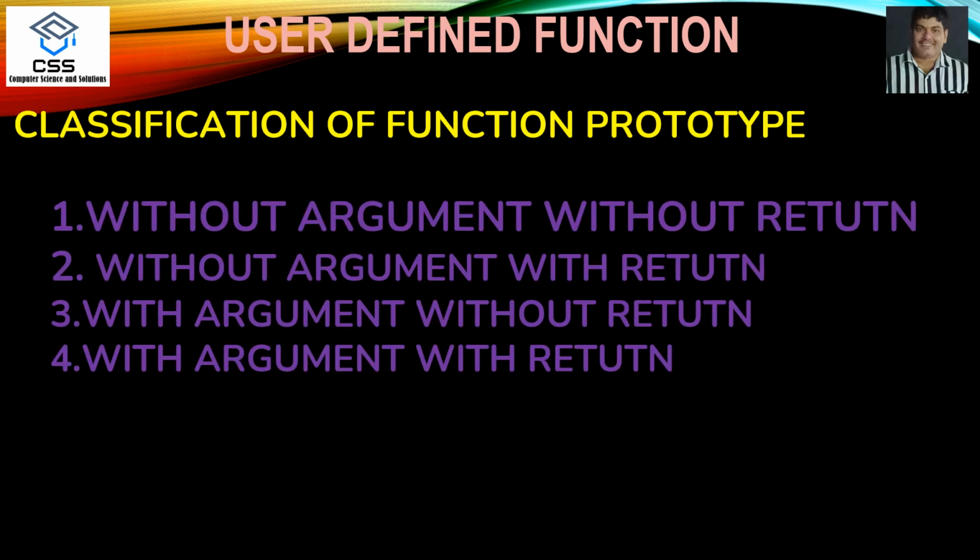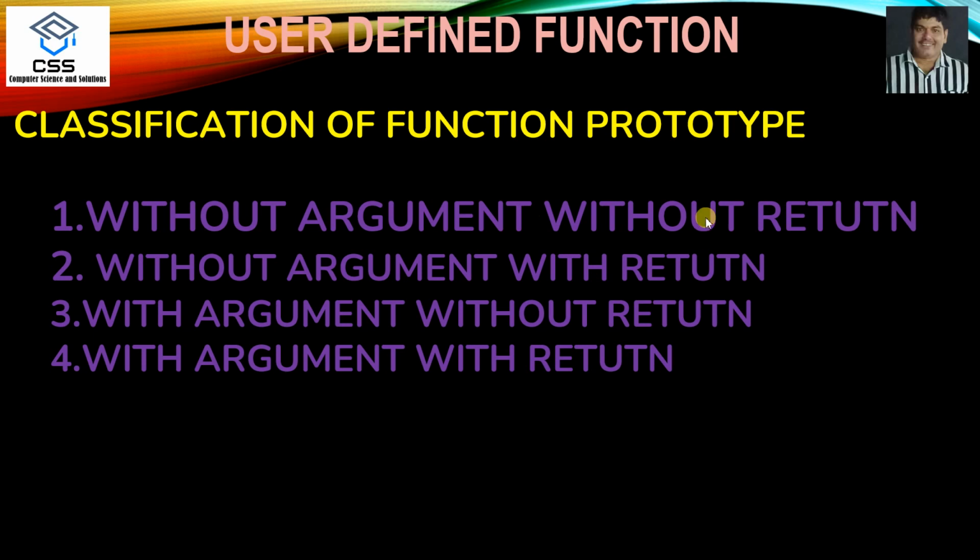Next comes the function prototype. As I previously discussed, how the value is passed and how the value is returned is represented by the signature of the function, which is known as your function prototype. Function prototype means the signature of the function: how the value is passed and how the value will be returned.